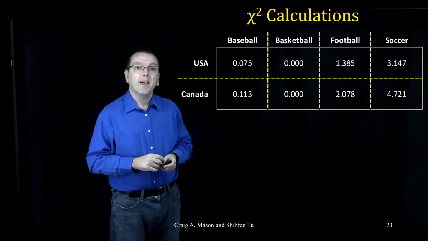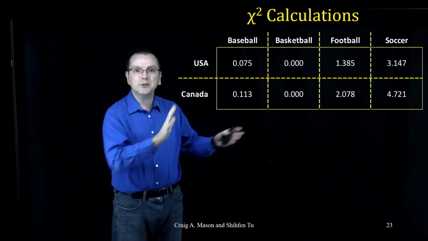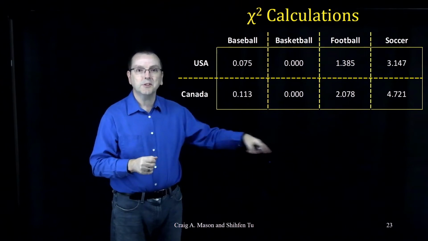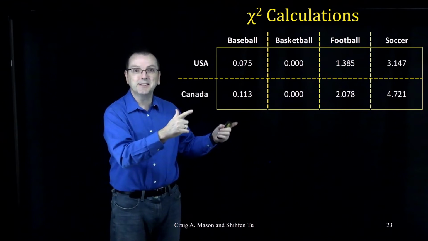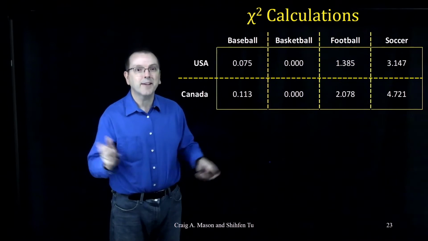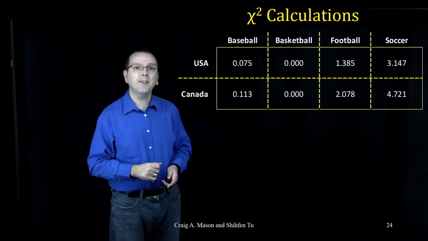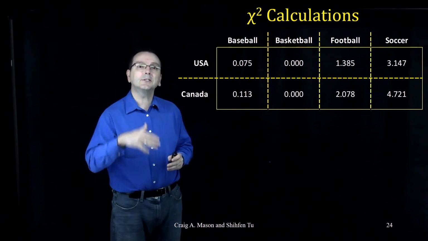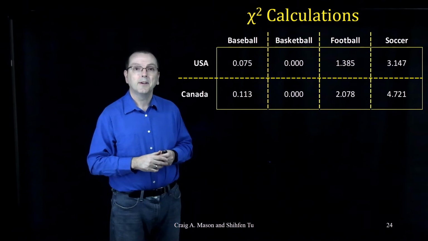All right? And remember, before moving on, that because these are all based on squared values, none of the values can be negative. If something's negative, you know you've made a math error somewhere, so go back and figure it out. All right? Now with that, let's move on and calculate our chi-square statistic.